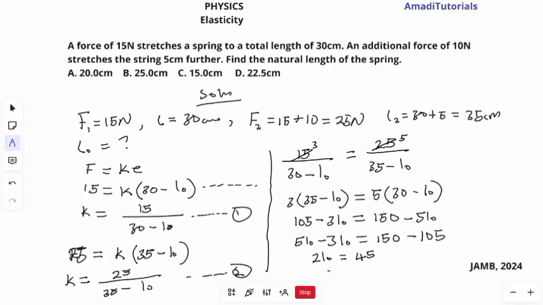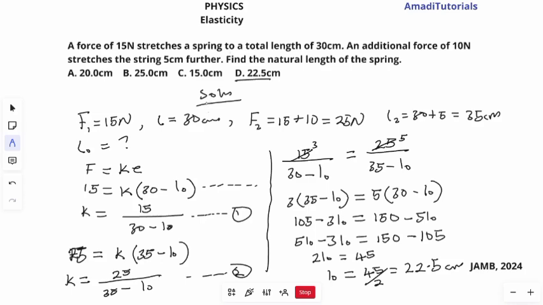If you divide both sides by 2, your L0 will be equal to 45 divided by 2, which gives you 22.5 cm. So the original length of the spring is 22.5 cm. Option D. With this, you can also calculate the spring constant if you are asked.